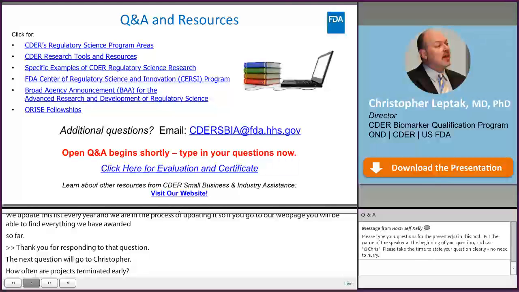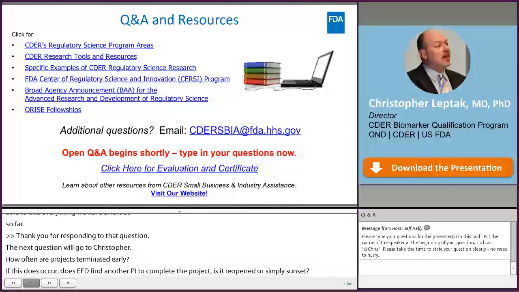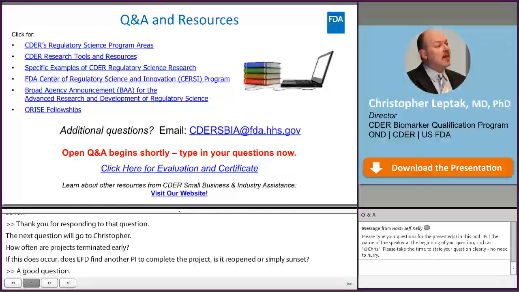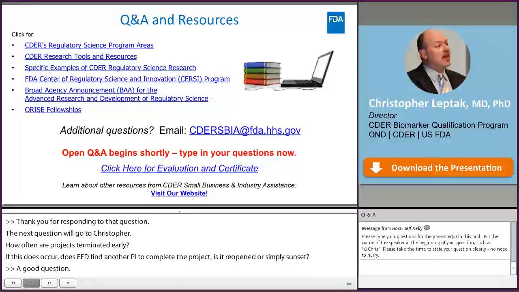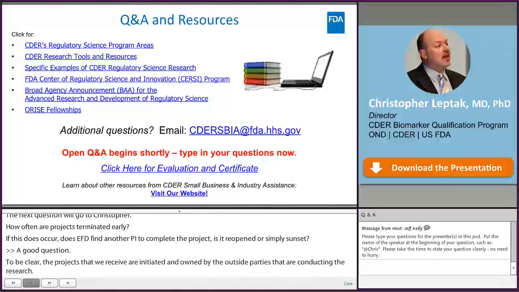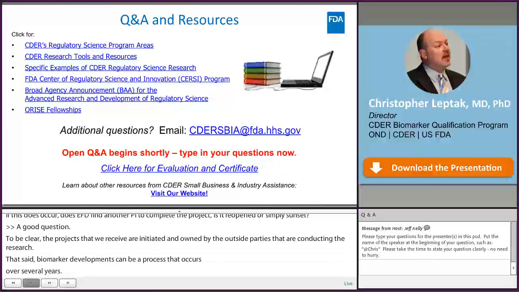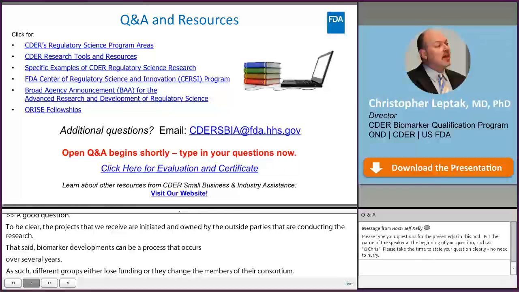That's a very good question. To be clear, the projects that we receive are initiated and owned by the outside parties that are conducting the research. That said, biomarker development can be a process that occurs over several years. And as such, different groups either lose funding or they change the members of their consortium. And so it's not unusual for us to see a project that transitions from one group to another. That said, that transition is initiated and takes place by the outside party, not by us.